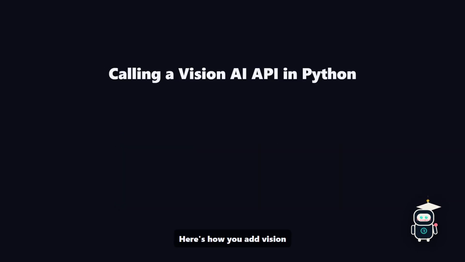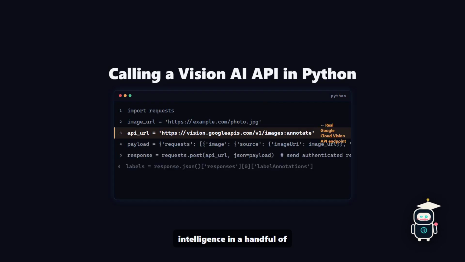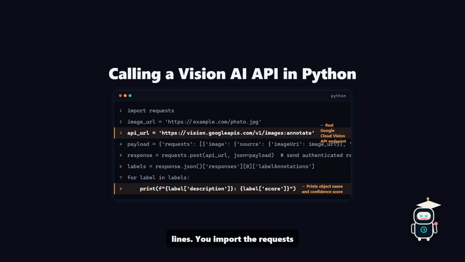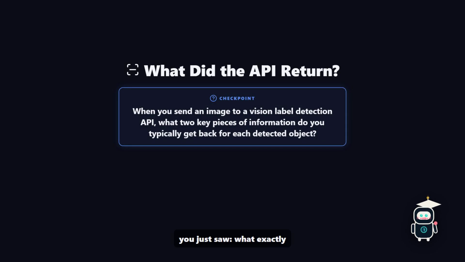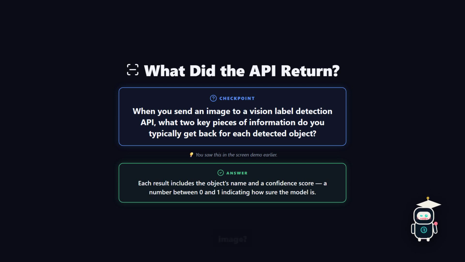Here's how you add vision intelligence in a handful of lines. You import the request library, set the image URL, call the Cloud Vision API's label detection endpoint with the proper payload, and then loop over the returned annotations, printing each description and confidence score. Less than 10 lines to turn a picture into structured data. Pop quiz on the code you just saw. What exactly does each label in the response tell you about the image?